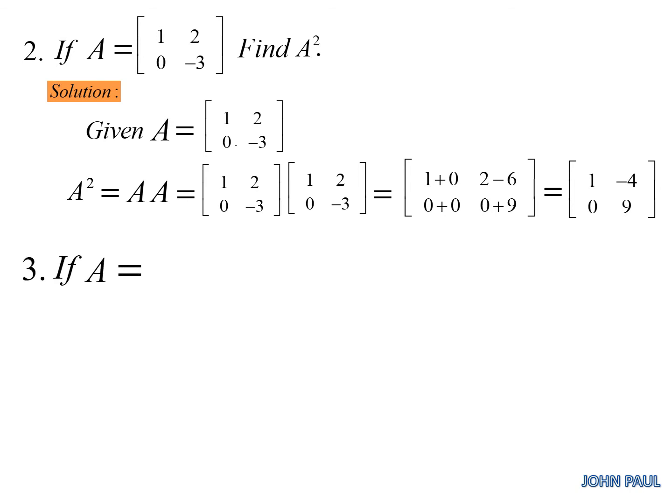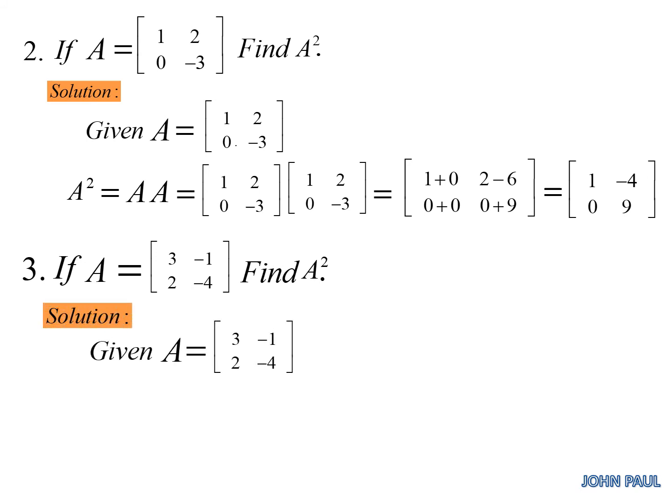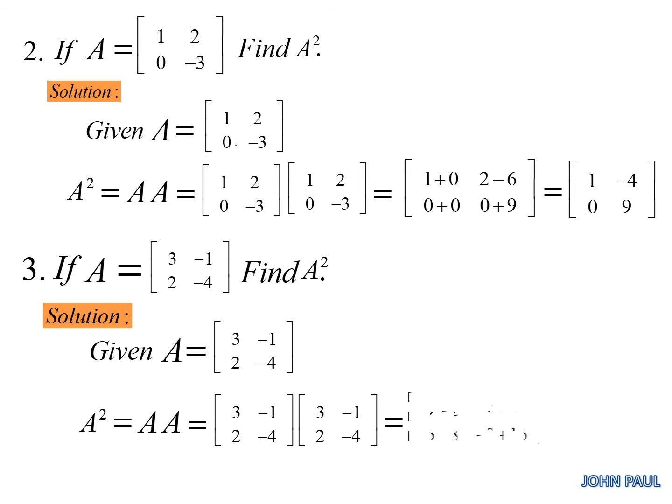Third problem, if A is a matrix, find A square. Same as the previous problem. Solution: given matrix A, A square can be written as A into A. Substitute the matrix A into A. We know the matrix multiplication. First row with first column, then second column. Similarly for the second row.